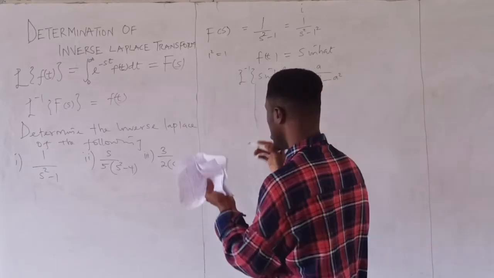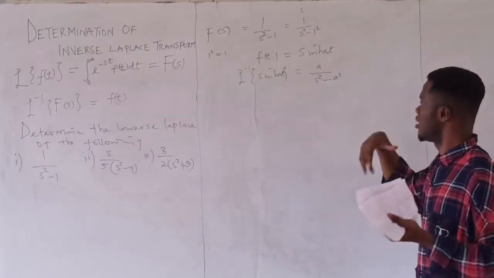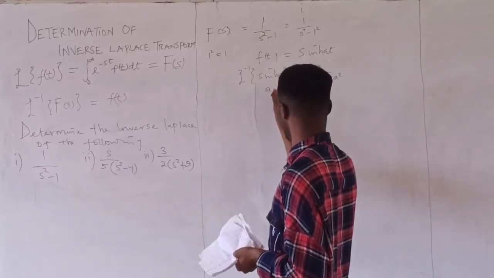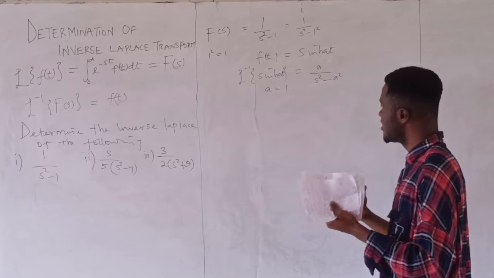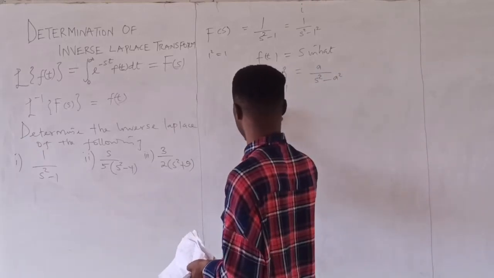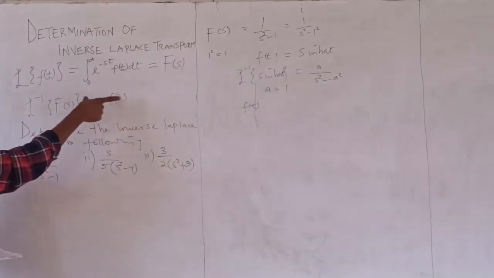Alright, so since these two look alike, hence it means that a is equal to 1. So since a is equal to 1, then the f of t, which is the inverse Laplace transform, as you can see, the f of t is the inverse Laplace transform.